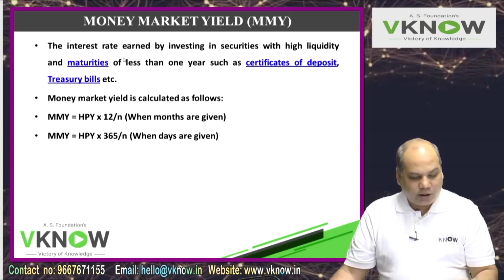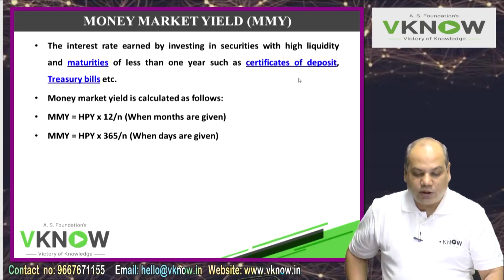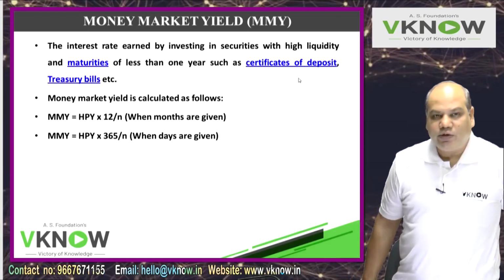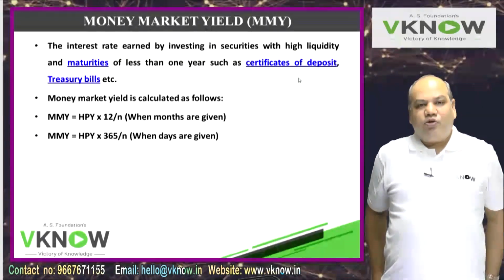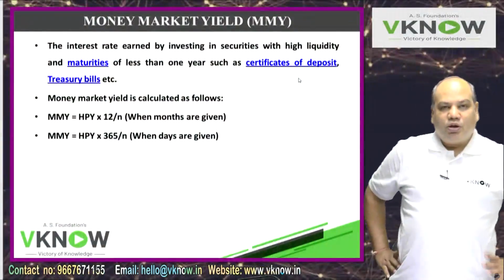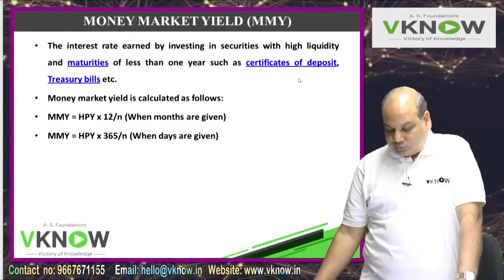So come to the next paragraph, money market yield. The interest rate earned by investing in security with high liquidity and maturity of less than 1 year, such as certificate of deposit, treasury bill. These are short-term instruments. Certificate of deposit is issued by banks. Treasury bills are issued by governments. You can also mention commercial paper. Commercial papers are issued by reputed corporate houses.